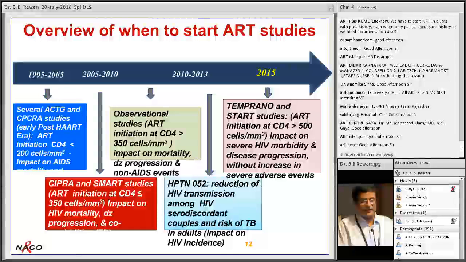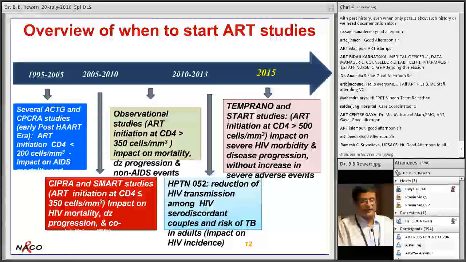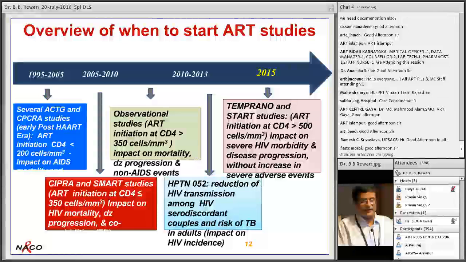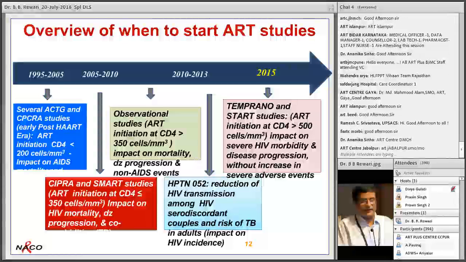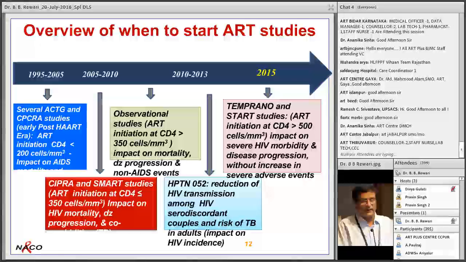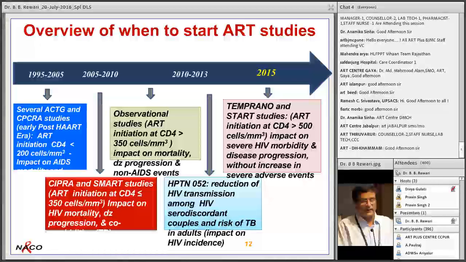Now there are other studies available called the Temprano studies and the START trial, which recommend that we should start ART at CD4 less than 500 cells, because it again has a definite impact on severe HIV morbidity and disease progression, and there are no additional side effects even if we start ART in an asymptomatic patient, though this has not come into the guideline.